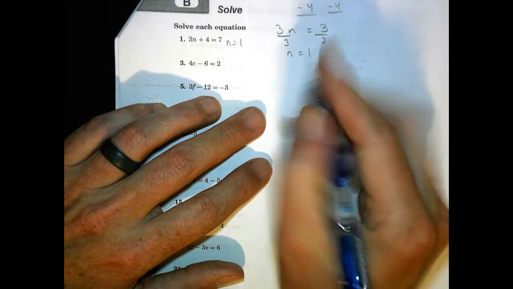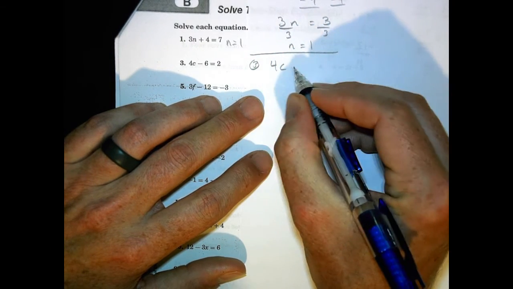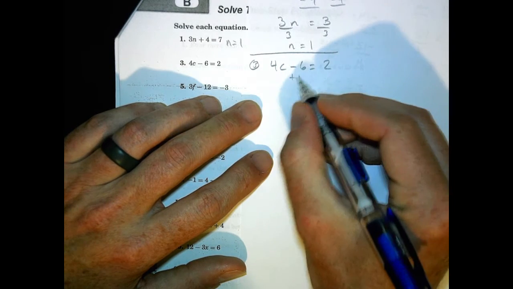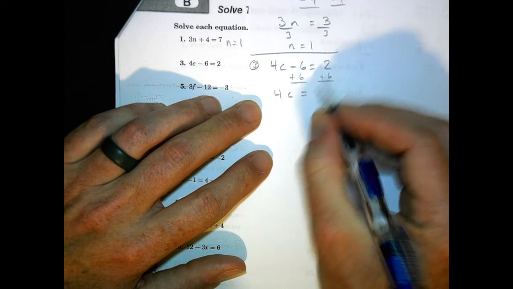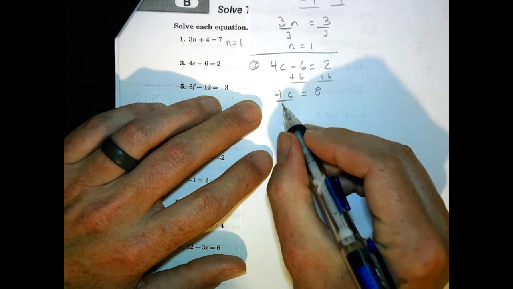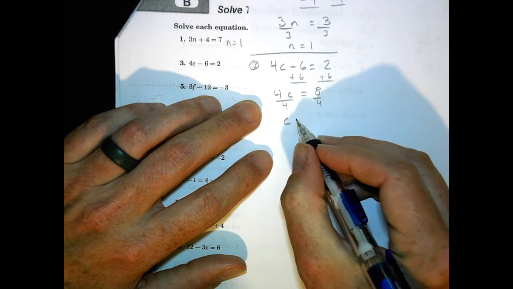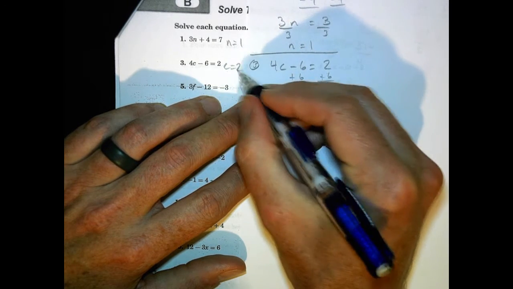For number 3, we have 4c minus 6 equals 2. So I'm going to add 6 to both sides, so that the 4c is by itself. 2 plus 6 is 8. Now we're going to separate the 4 and the c by dividing them. So 4 divided by 4 is 1, so we're left with c over here. 8 divided by 4 is 2, so c equals 2.